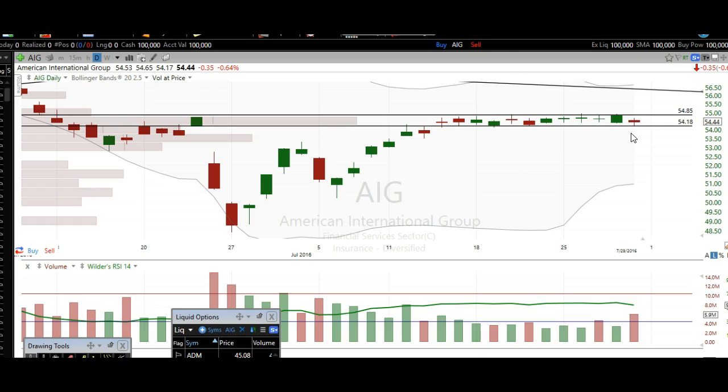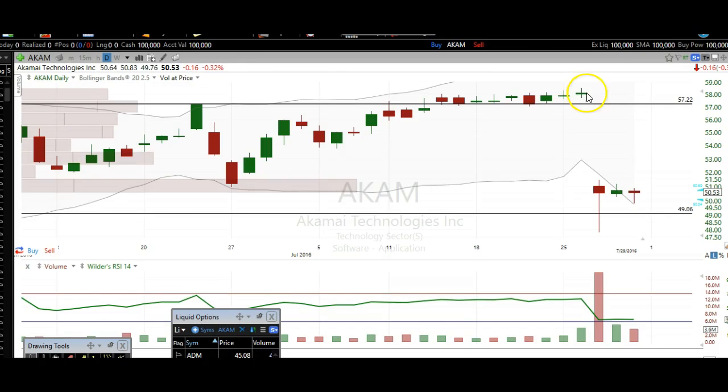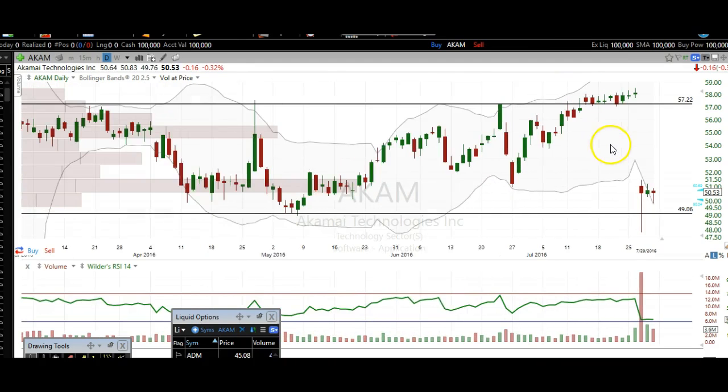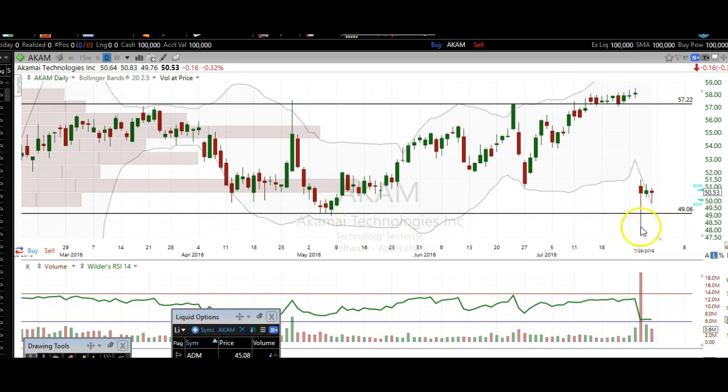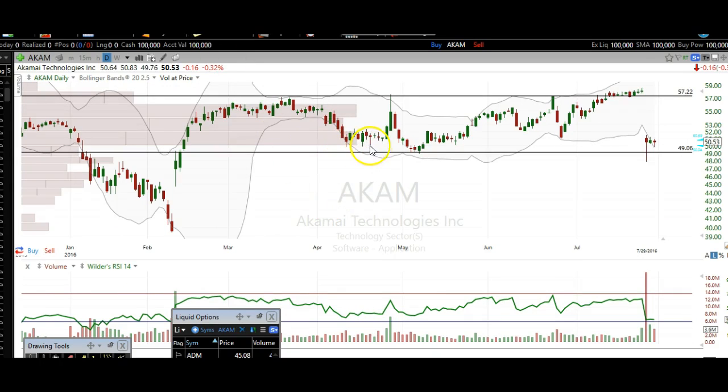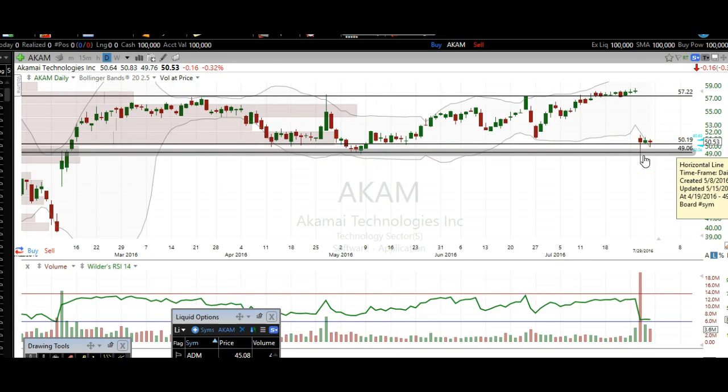Next, I want to be covering AKAM. We had a big gap down here and a big hammer on some pretty heavy volume. And notice where we bounced from. We bounced from this previous bounce level. You can see that AKAM has bounced several times from this level, and I'm going to go ahead and draw this line right here as well. So you can see that many candles have bounced from this level here, here. That's right where we're at, between about $49 and $50.